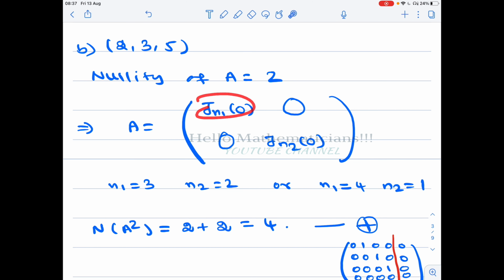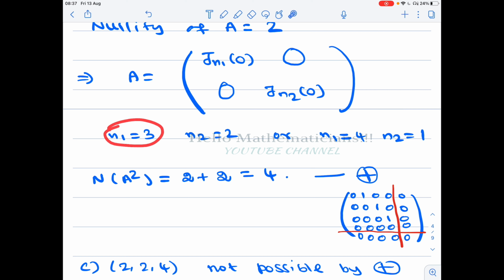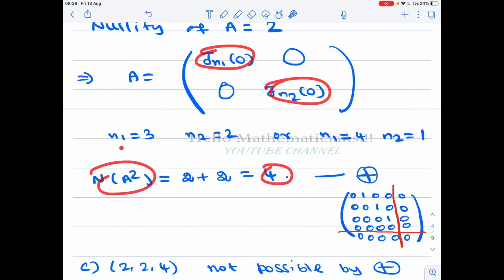This is a 3 block and a 2 block, or this is a 4 block and a 1 block. Okay. Now we look at this case, a 3 block, and a 1 block, a 2 block. In this case each of the blocks has size at least 2. Therefore the nullity of A square will increase by 1 for each block. So we get the nullity of A plus 2, which we got from these two blocks. So the nullity of A square is 4 in this case.